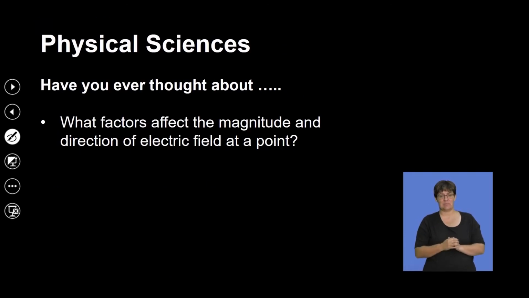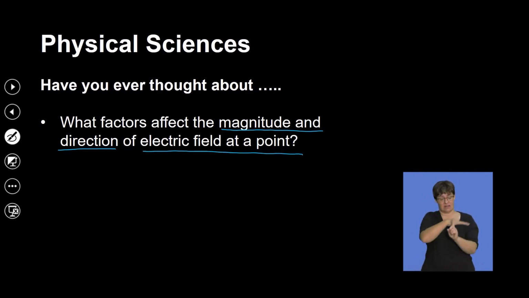And the big idea that we need to be comfortable with in terms of what we want to achieve is to discover the important factors that affect the magnitude and direction. Already we are saying the electric field at a point is a vector. So what exactly affects the magnitude and direction of the electric field at a point, right?